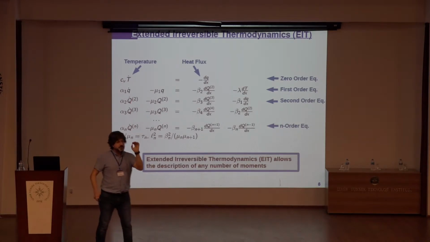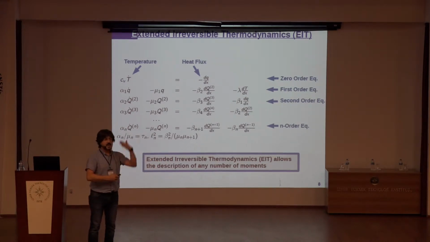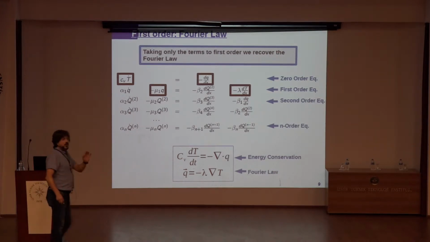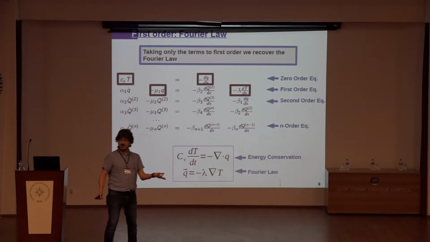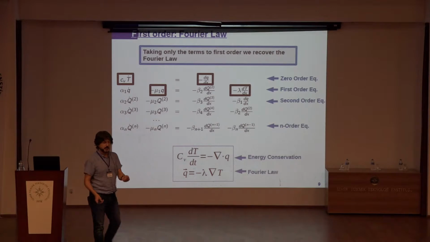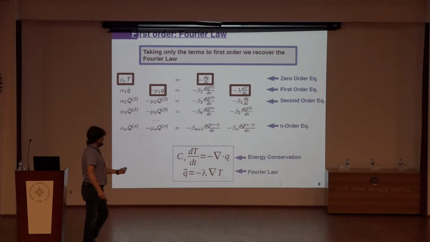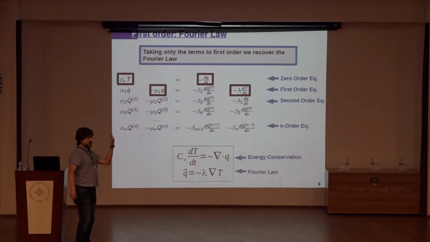I'm going to show you the first equations that we can get from this, starting from the most simple one, that is the Fourier law. You get the Fourier law by saying, well, let's take only the first order moment. As I told you, when you put a gradient, you only have first order. We know that Fourier law should appear. So the first line is the zero order, that is energy conservation. The time derivative of the temperature is related with the divergence of the heat flux. Here you cannot have a gradient of a moment lower than zero, obviously.